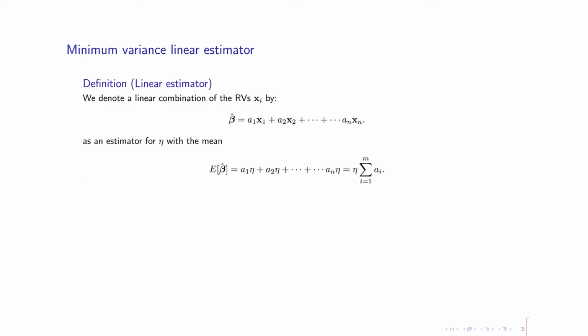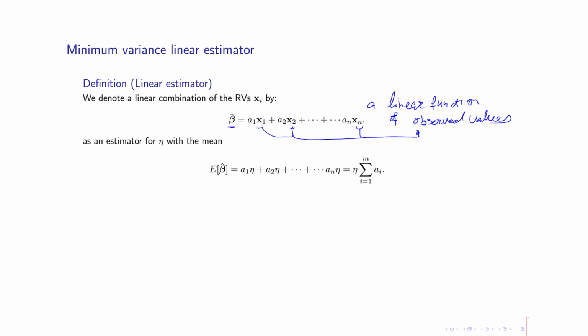In this example, a minimum variance linear estimator is that, let's say, eta hat is the estimator of eta, which is a linear function of the observed values, which are these guys. So these guys are measurements or observed values. This is why we call it a linear estimator.